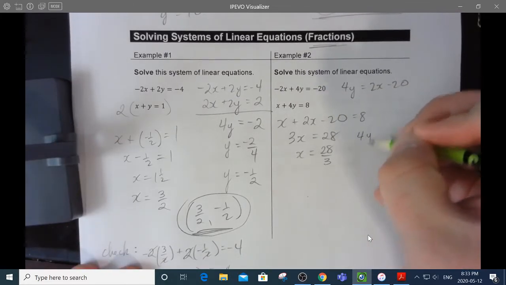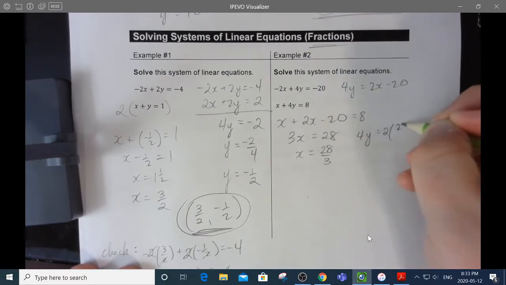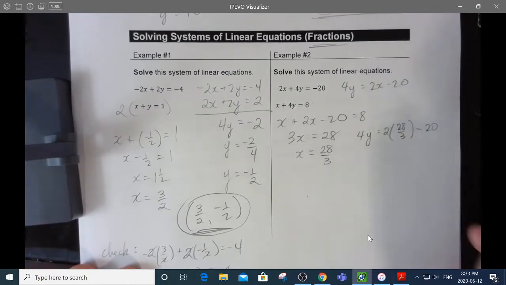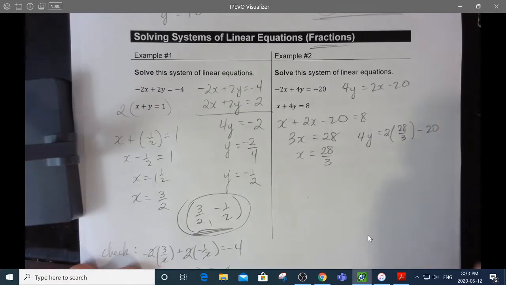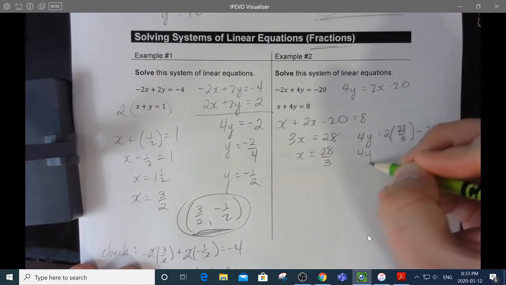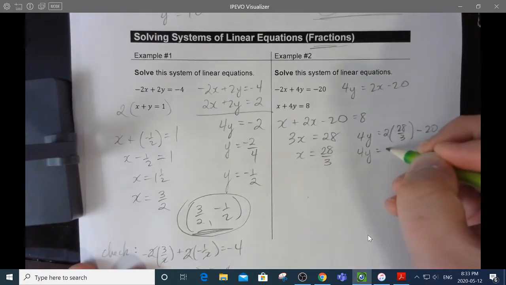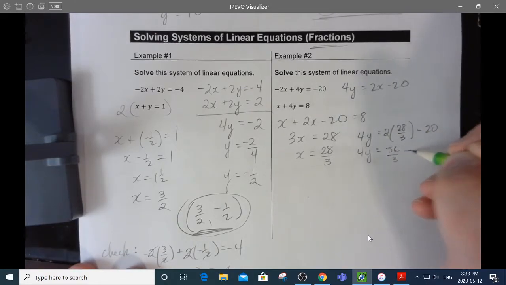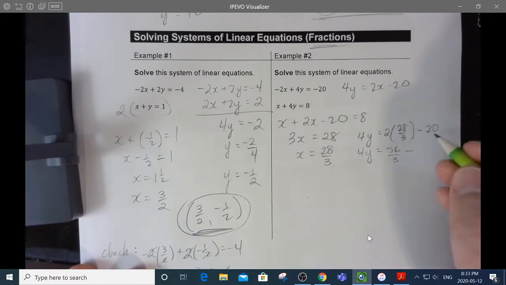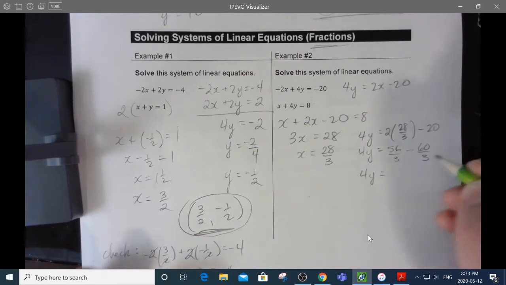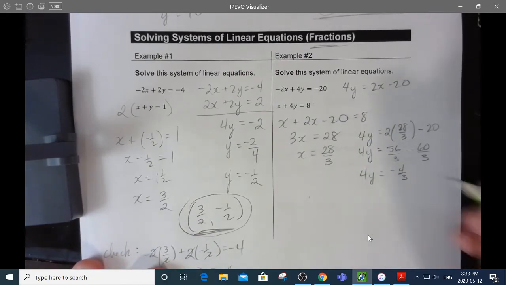4y is equal to 2 times 28 thirds minus 20, right? So 4y is equal to 2 times 28, which is 56 thirds. Now, what do I do with 20 over 1? How many thirds is that? Well, 1 is 3 thirds, so 20 is 60 thirds. So 4y is equal to negative 4 thirds.